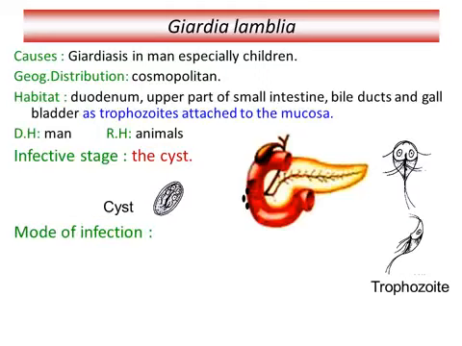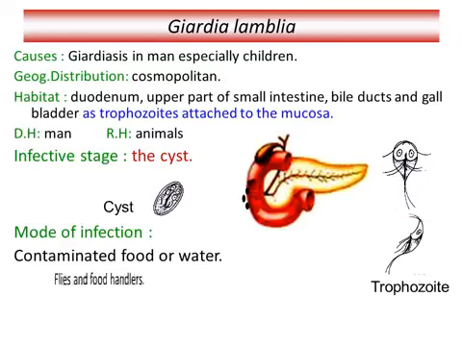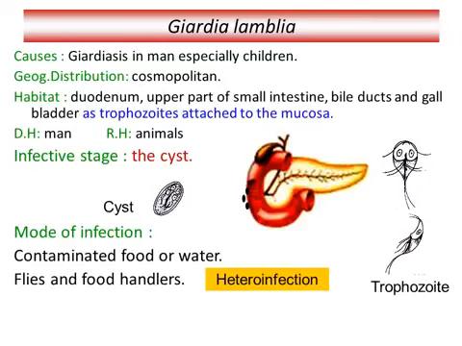Mode of infection: contaminated food and/or water. Flies and food handlers, which is called hetero-infection. Fecal-oral is called auto-infection. Giardia lamblia.